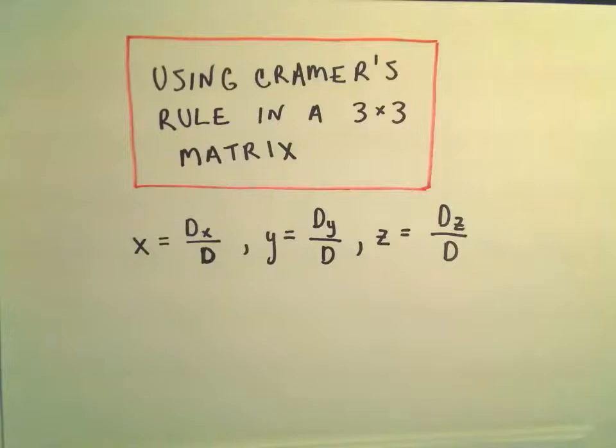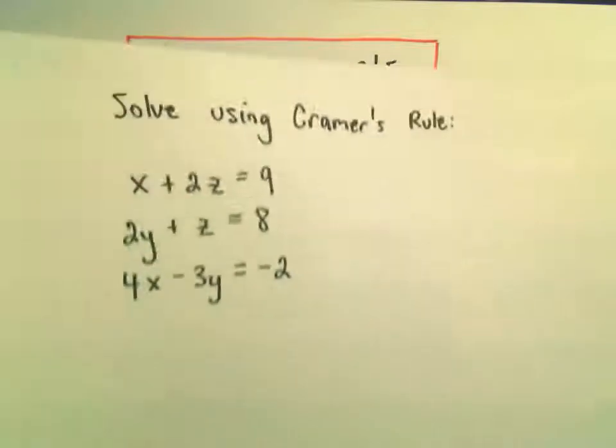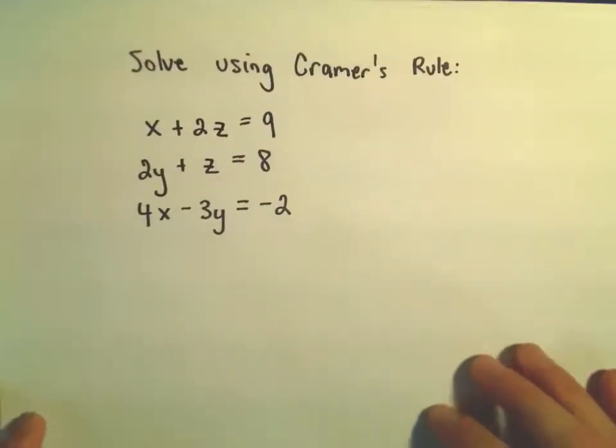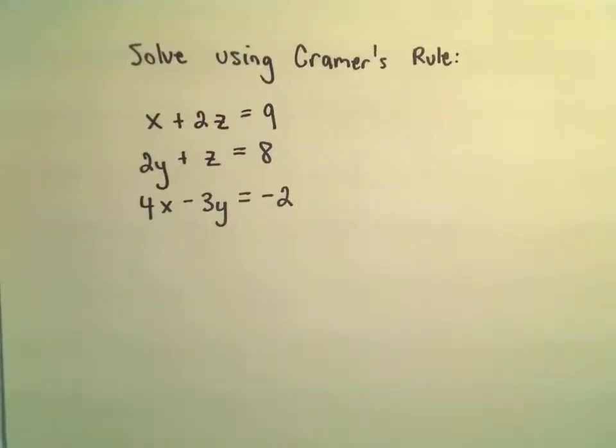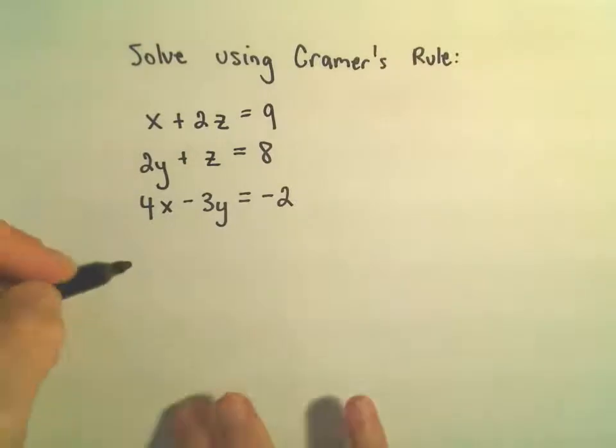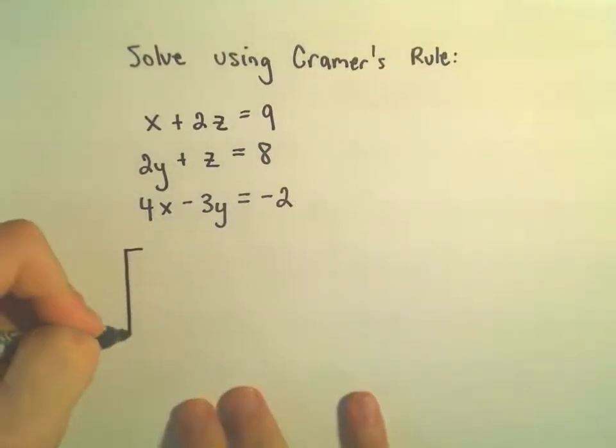Alright, in this video I'm going to do an example of using Cramer's rule to solve a 3x3 system of linear equations. So here we've got x plus 2z equals 9, 2y plus z equals 8, and 4x minus 3y equals negative 2. The first thing I'm going to do is make my coefficient matrix.